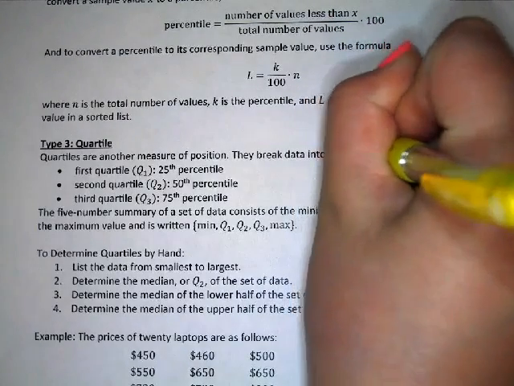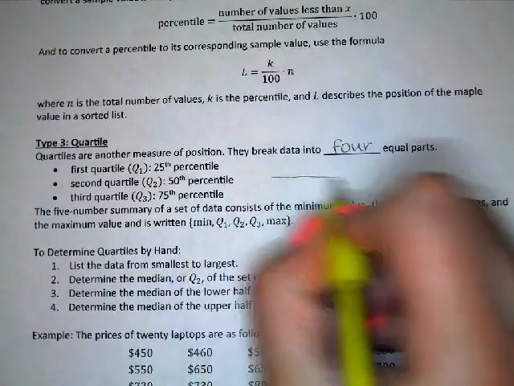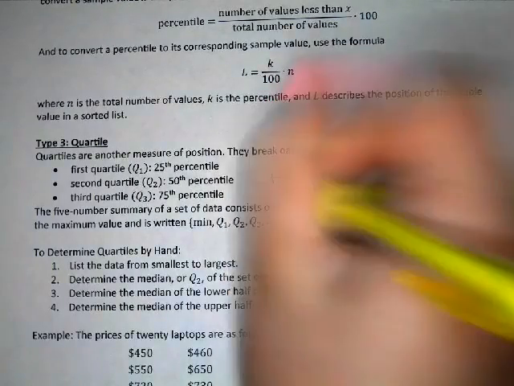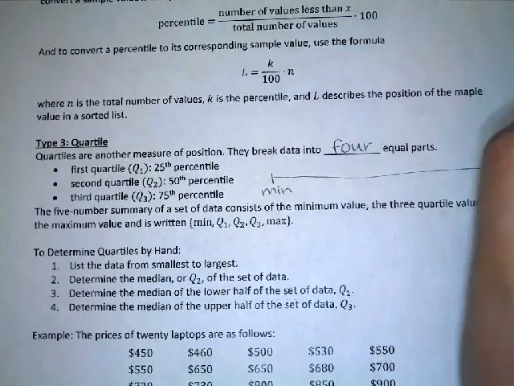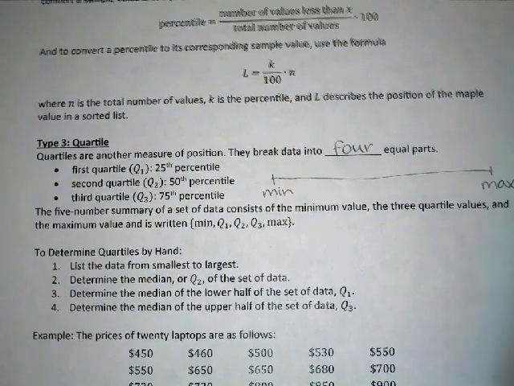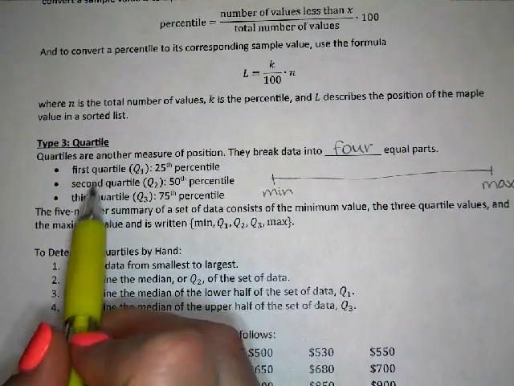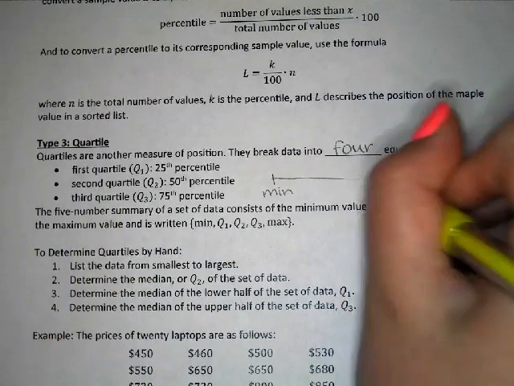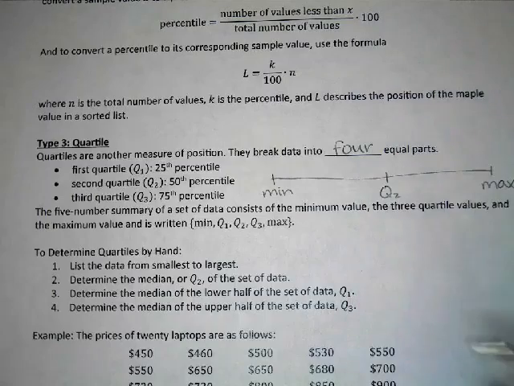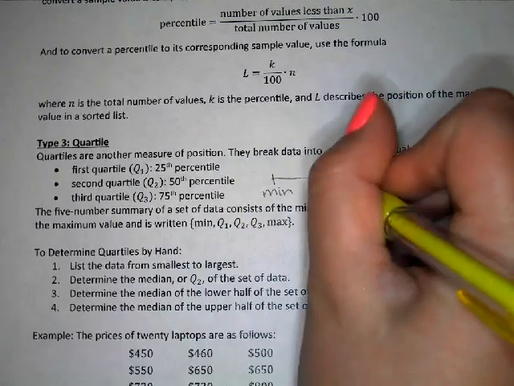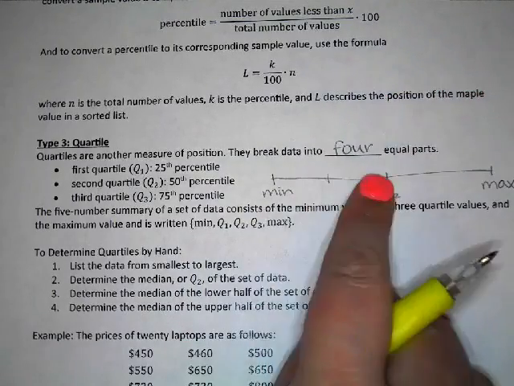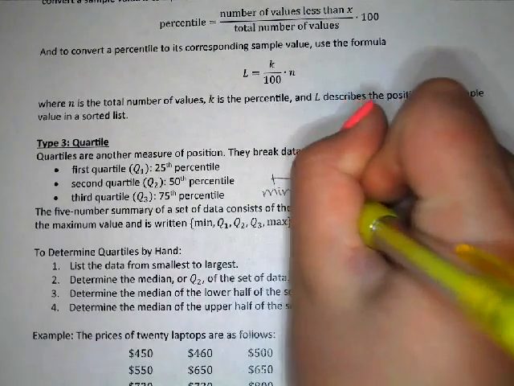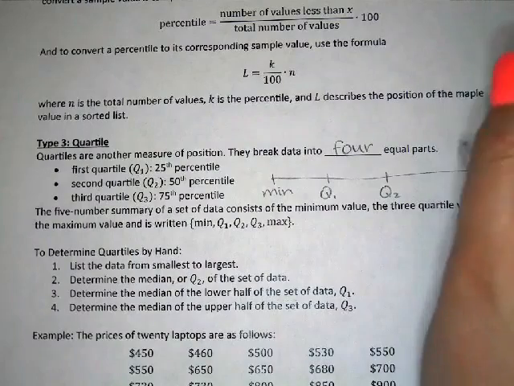So if you imagine you have all your data, it's lined up. You have your minimum value, you have your maximum value. The second quartile is right in the middle. It's the median that's right in the very middle. The first quartile is halfway between that, so it's the median of the lower half of the data. And the third quartile is the median of the upper half of the data.